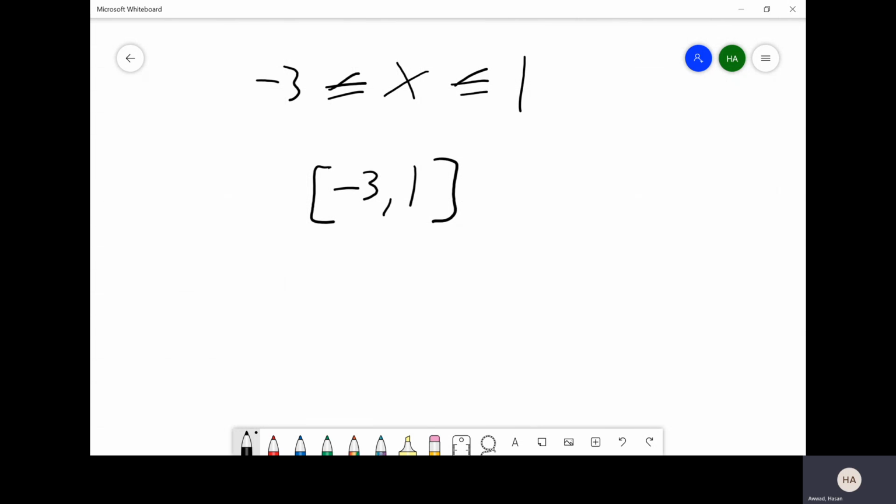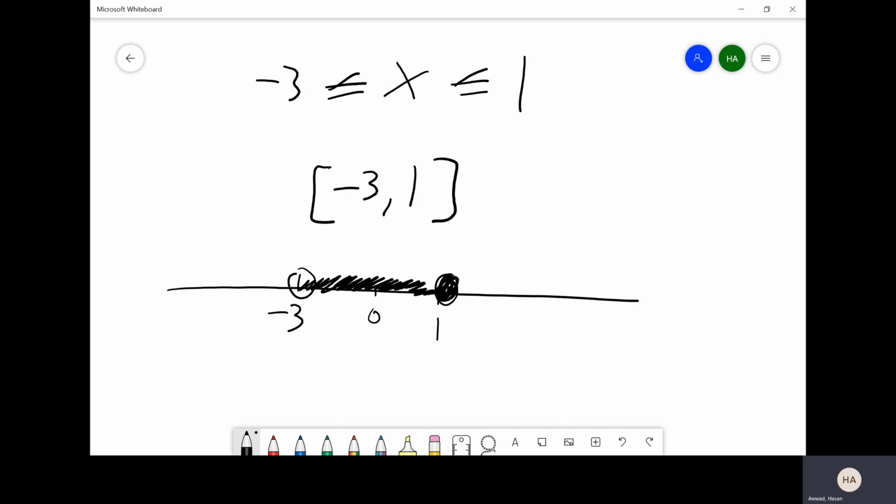And plotting this on a number line one more time just to really hammer this down, we see that it's from negative 3 to 1, and 0 is going to be in between, right? I'm just putting the 0 as a reference marker. So 0 is in between. We know it's going to be all of the numbers between negative 3 and 1. And we're just going to have closed circles because we're including the endpoints.